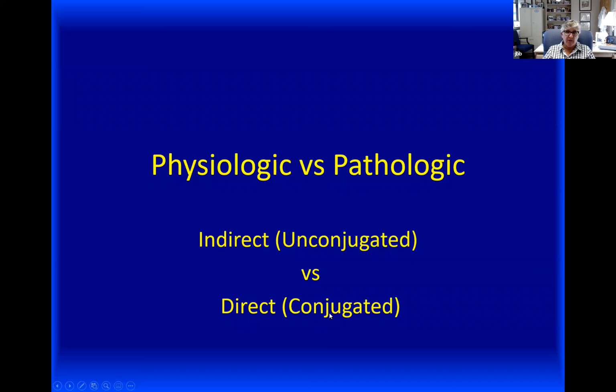So physiologic versus pathologic. We have lots of names for bilirubin, and I'm not really sure why, but we all talked about all of them, and it's good to keep them straight. Indirect is unconjugated versus direct, or the conjugated bilirubin. And we have different problems and different reasons to be concerned about each of these.